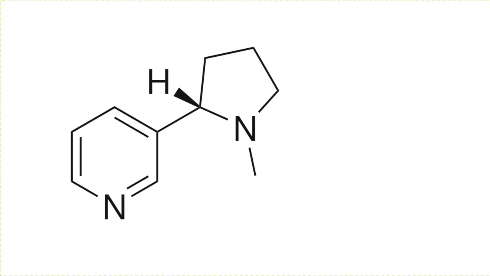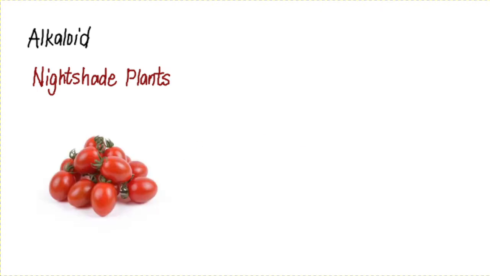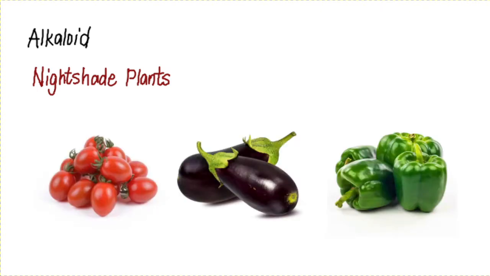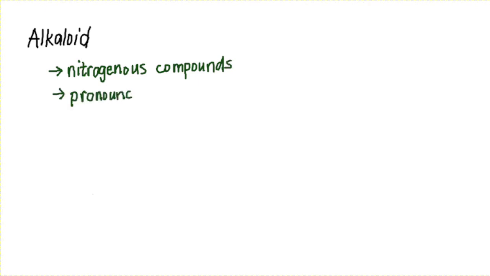The structure of nicotine is shown here. Nicotine is an alkaloid found in the nightshade family of plants, predominantly in tobacco, and in lower quantities in tomato, eggplant, and in green pepper. The term alkaloid refers to any class of nitrogenous organic compounds of plant origin which have pronounced physiological effects in humans.